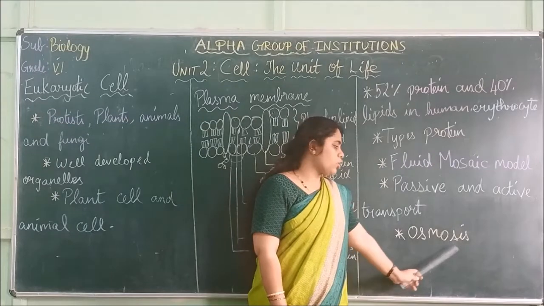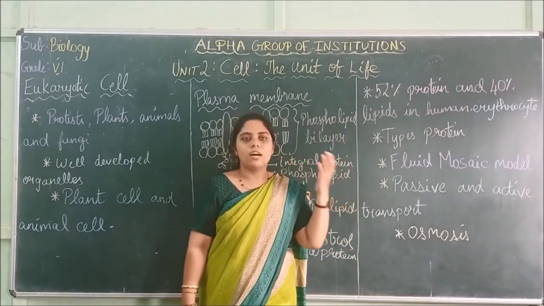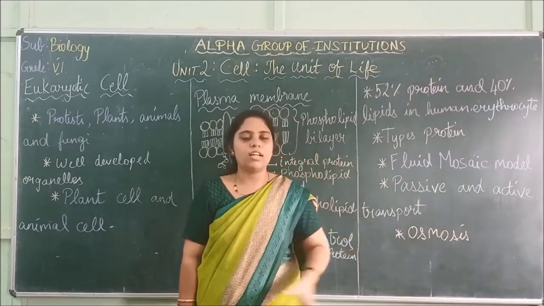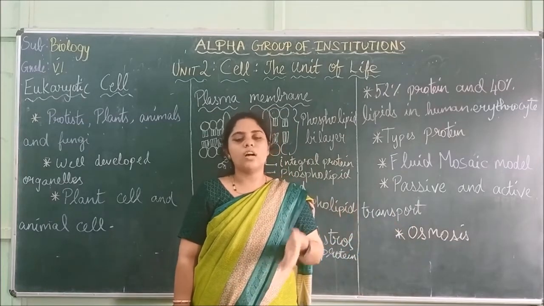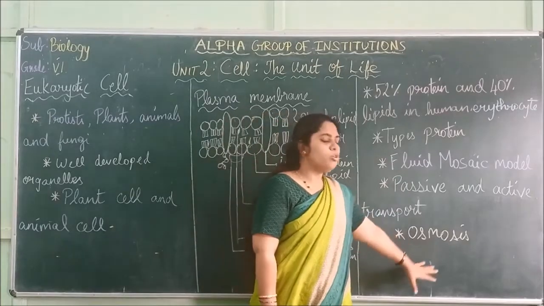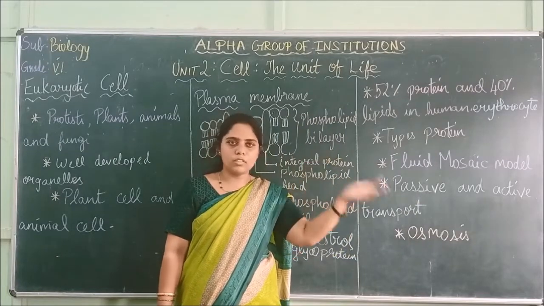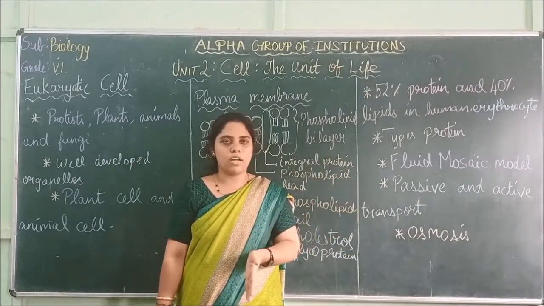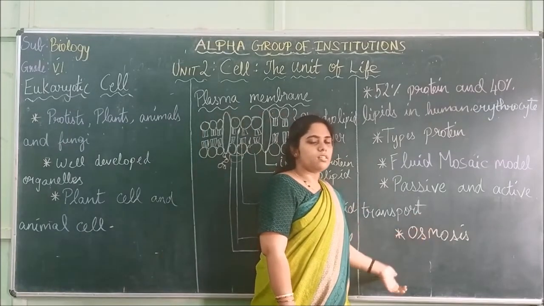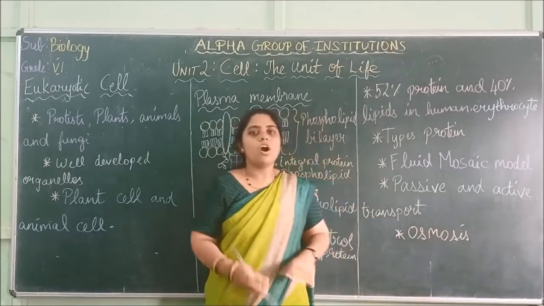And then finally we saw about osmosis. Osmosis means movement of elements from a region of higher concentration, the external environment, to a region of lower concentration inside the cell. That is called diffusion. From one concentration to another concentration it is traveling. So from a region of higher concentration it is entering into the region of lower concentration. So it is called osmosis.